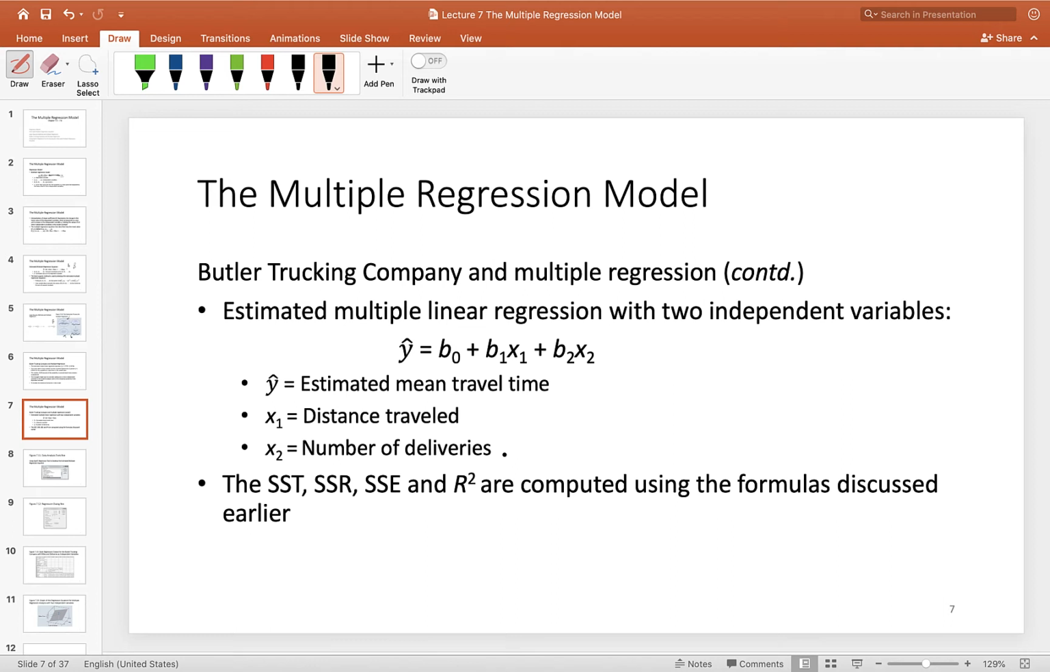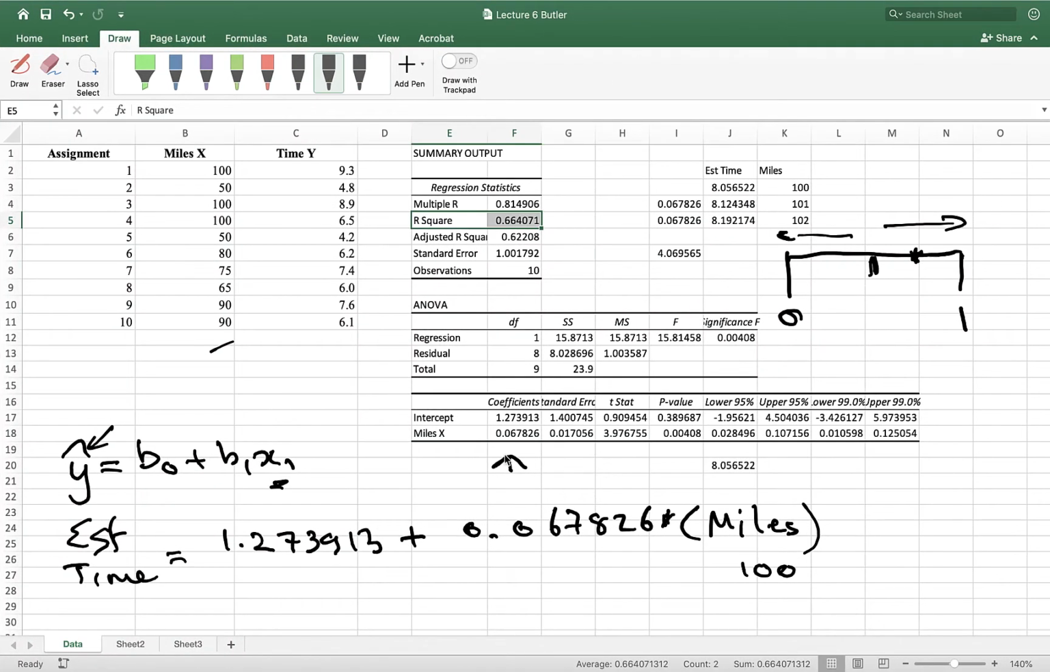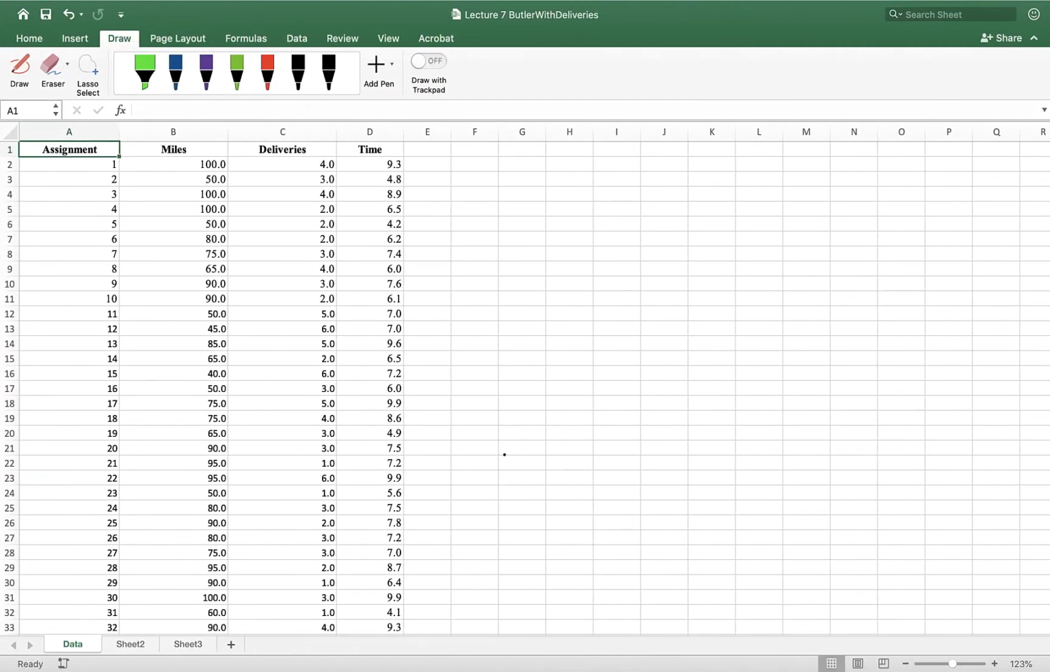If that is an impact, which it probably is, we should see a model which has an R squared value which moves further towards 1 than it currently is, if it's a valid factor. So that's what we're going to look at here. And what we can do here is open up the Butler example. So we've got Butler spreadsheet, Butler with deliveries, and that's a spreadsheet right there.